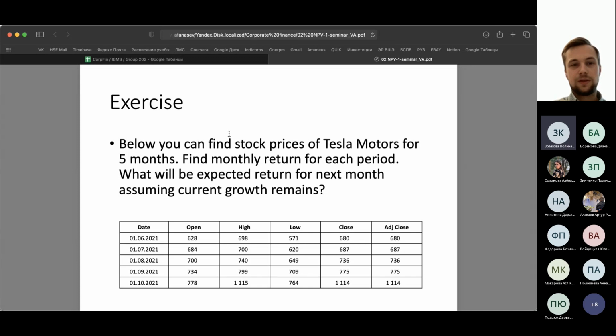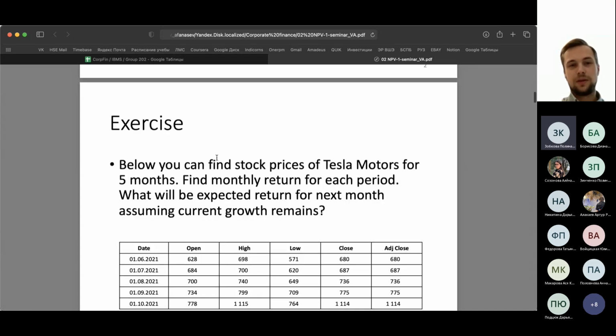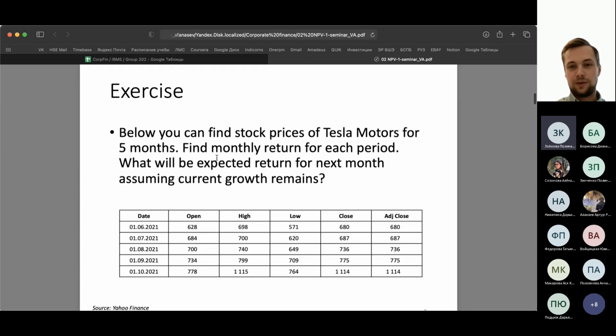Well, actually, the first exercise is quite simple. It's devoted to calculating the rate of return or the interest rate. We have stock prices of Tesla Motors for 5 months from June 2021 till October 2021. The task is to find the monthly return for each period and forecast the return for the next month, assuming that the current growth remains.